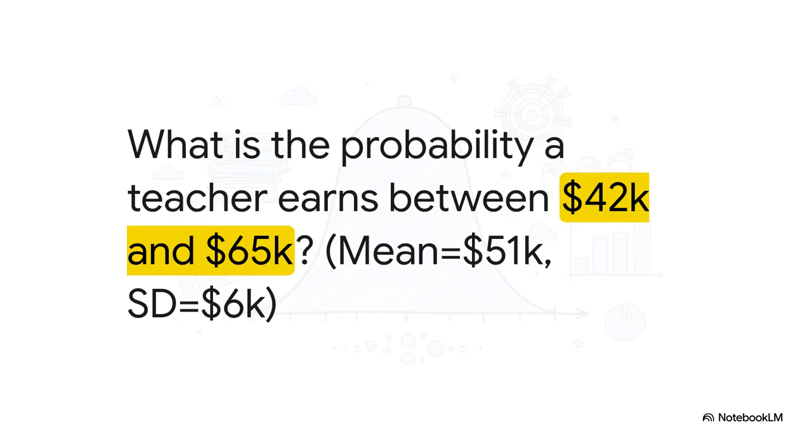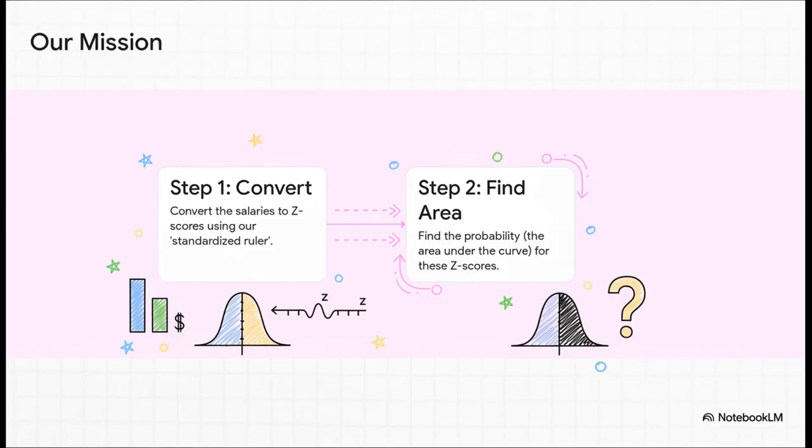So the question is, what are the odds? What's the probability that if we pick one teacher at random, they earn somewhere between $42,000 and $65,000? We've got a clear two-step mission ahead of us. First, we're going to take our two salary numbers, 42K and 65K, and use our standardized ruler to convert them into z-scores. Then, for step 2, we just need to find the area under that standard bell curve that's between those two z-scores. That area, that's our probability.